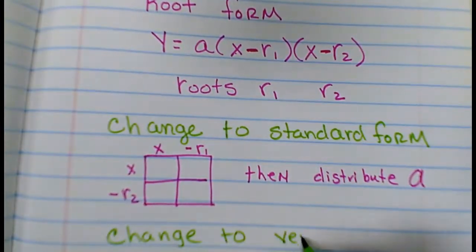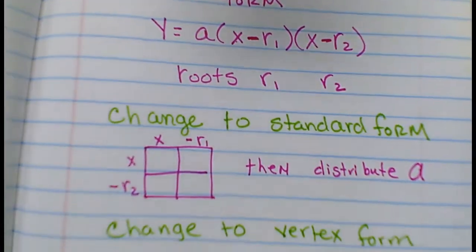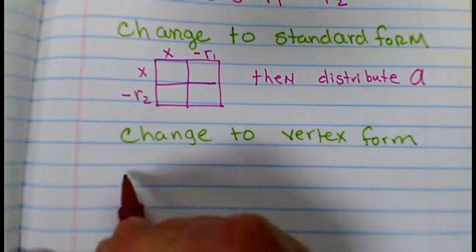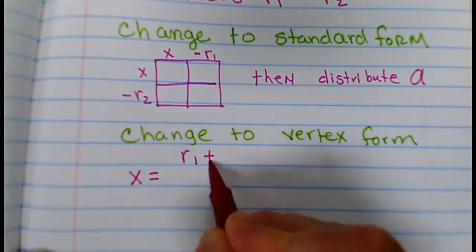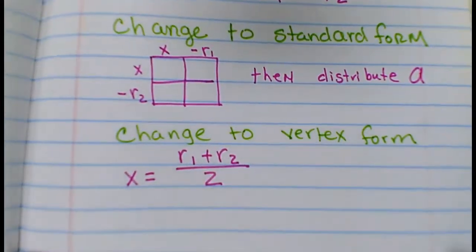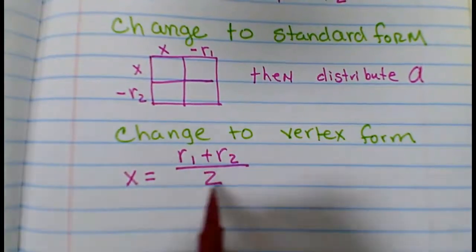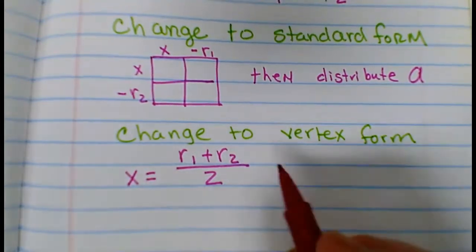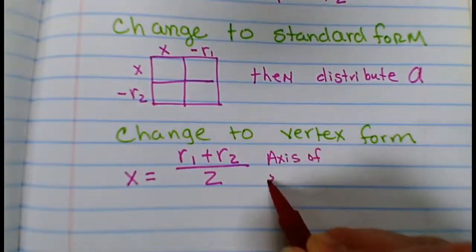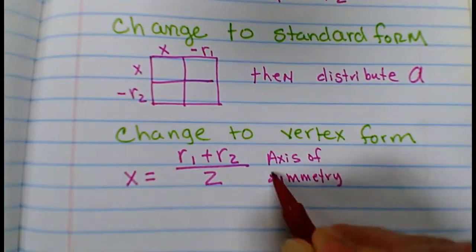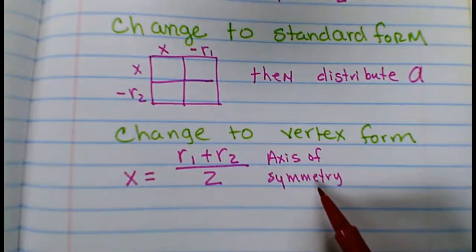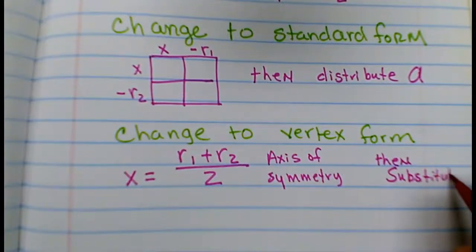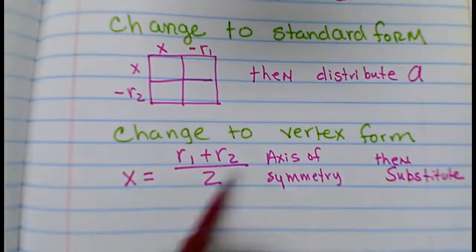How do you change to vertex form? Because of the symmetry, the axis of symmetry has to be halfway in between root 1 and root 2. It has to be halfway in between the two roots. So you find the average. You add them together and divide by 2. That will give you part of the vertex. That actually gives you the axis of symmetry. Of course, the vertex is on the axis of symmetry, and then you substitute to find the other part of the vertex.